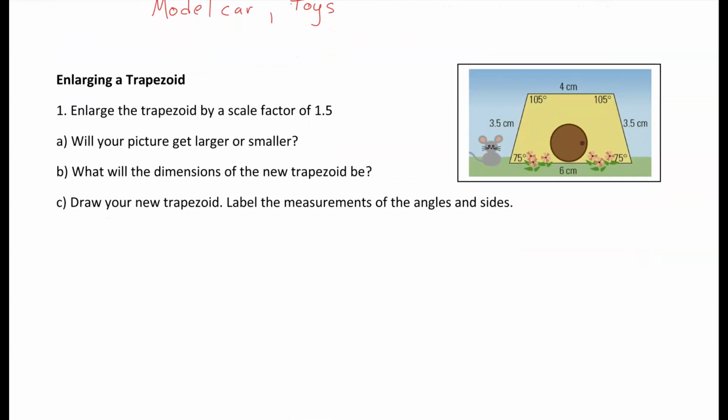Now, when we're looking at enlarging a trapezoid, so what we have here on the right, it says to enlarge the trapezoid by a scale factor of 1.5. Well, if you're enlarging something, you're obviously going to be making it bigger. So when it asks will your picture get larger or smaller, enlarging something means it's going to get larger. And what will the new dimensions be for the trapezoid? Well, we want to look at what dimensions do we currently have. Across the top, we have 4. On the left, 3.5, right 3.5, bottom 6. So we're going to have to enlarge these by 1.5.